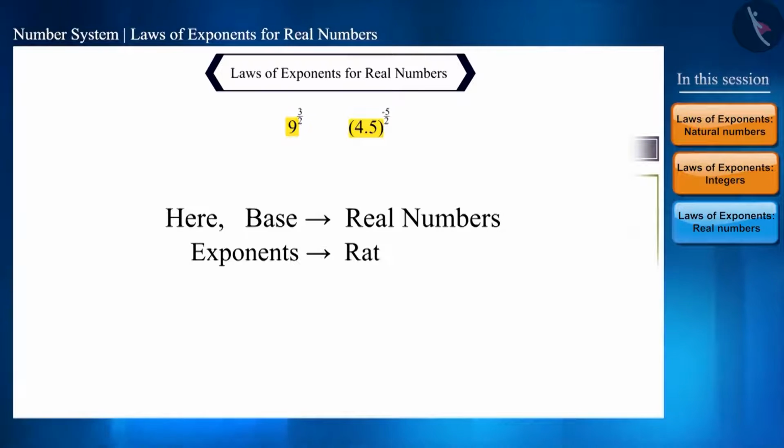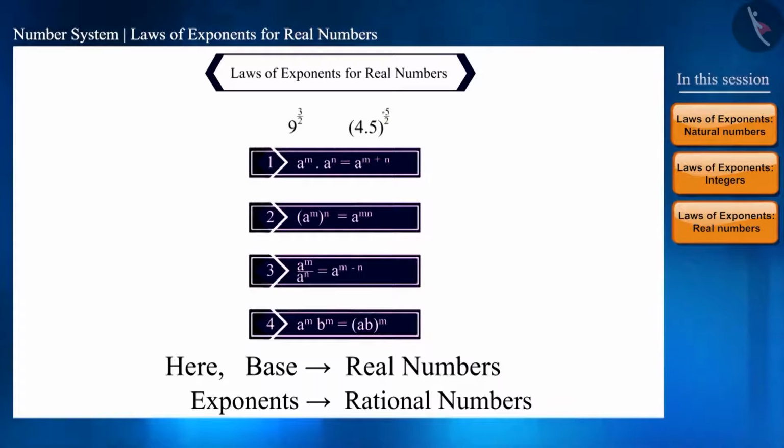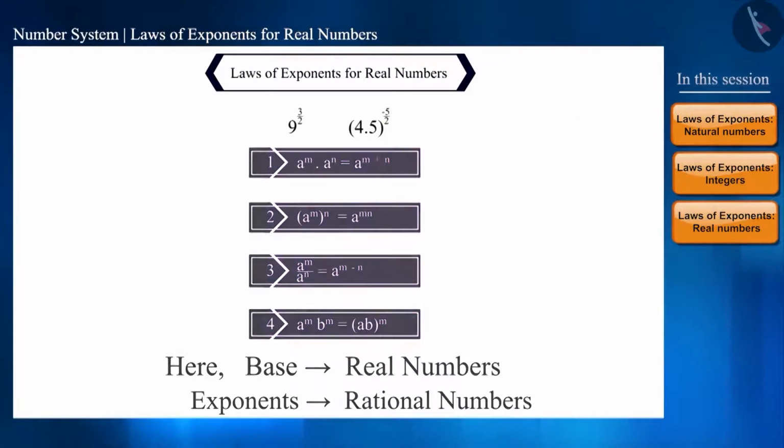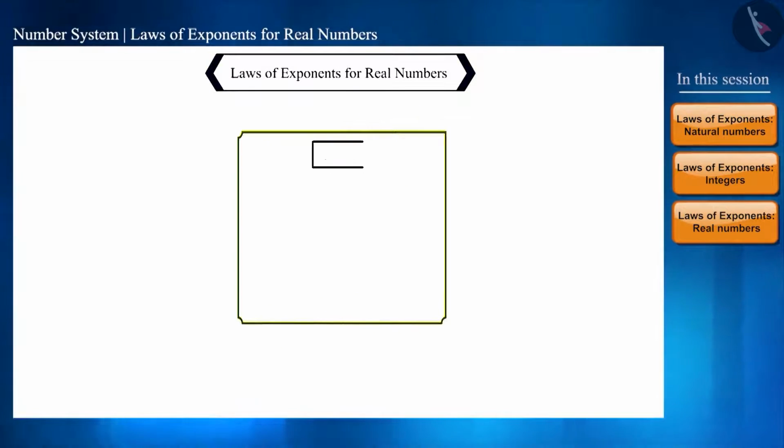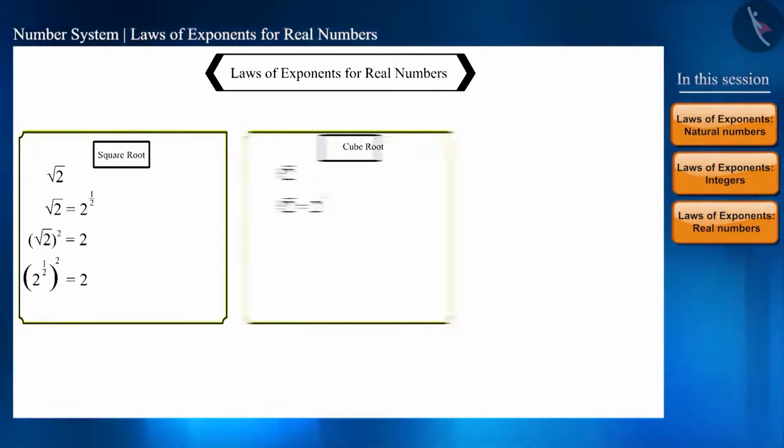If we have real numbers and rational exponents, can we apply these rules here too? Friends, let us understand this. If a number is given in a square root, that is, square root of 2, it means that its power is 1 by 2. And if cube roots are given, say cube root of 2, then it can be written as 2 raised to the power 1 by 3.